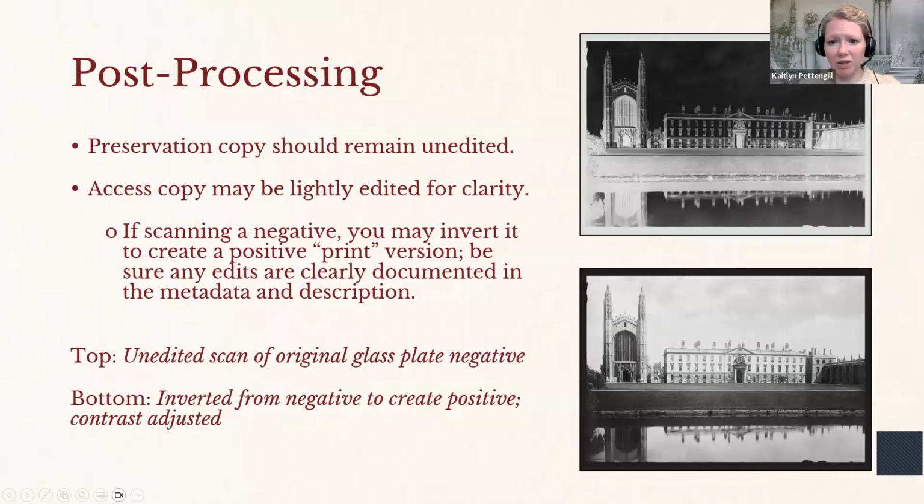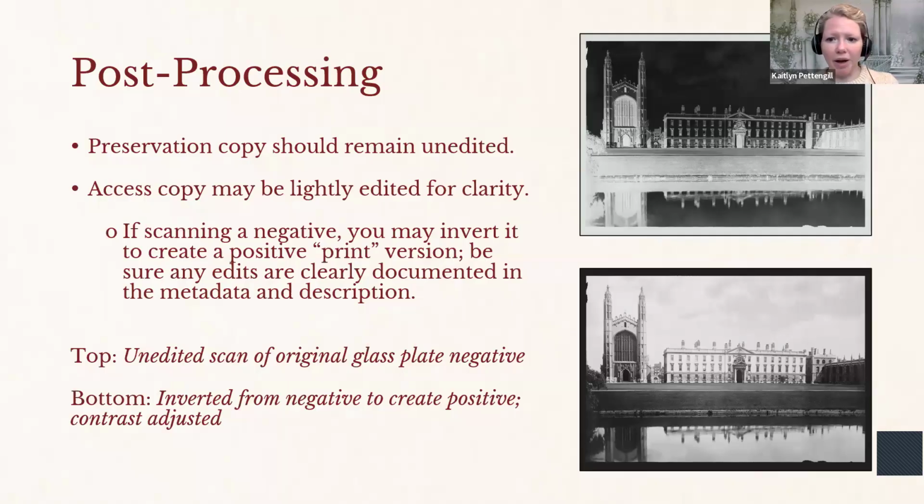All right, I mentioned this a little bit, but the post-processing, you've got that preservation image here. That's the top one. That's the original negative. And you want to keep that as unedited as possible. You want to leave a small border around it so that anyone looking at it can understand the full object. In the case of this glass plate negative, you can see that there's a little bit of chipping happening.